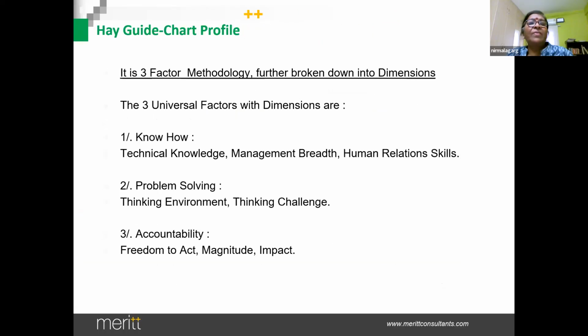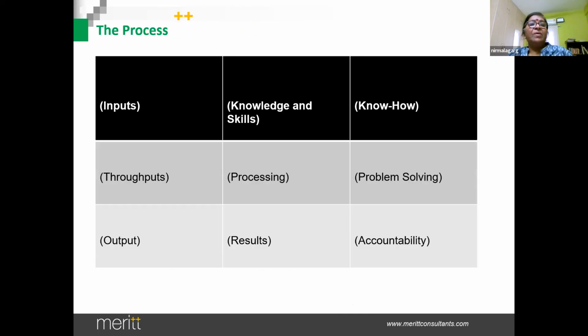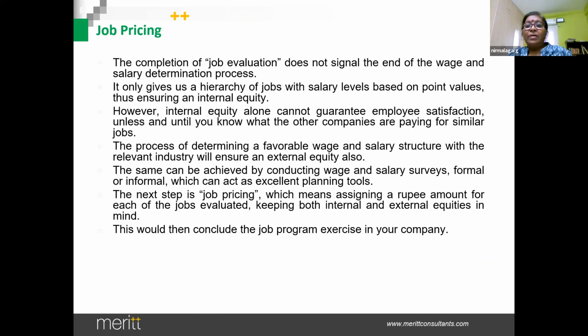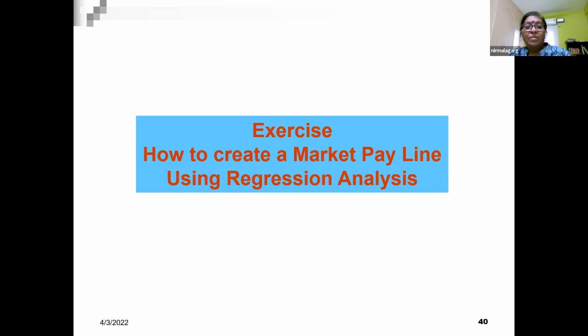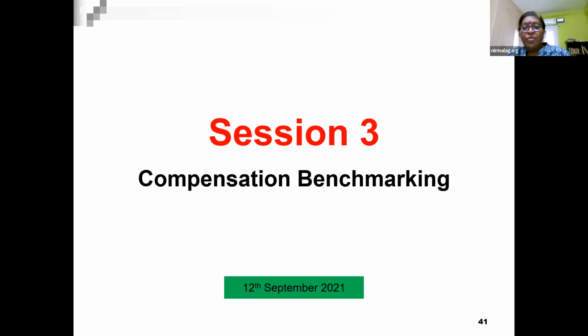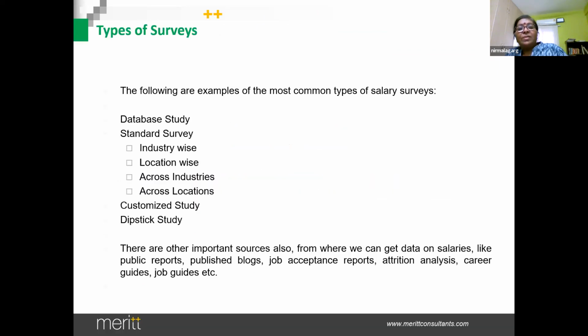So with this, we have completed establishing internal equity. Now we are going to look at external equity. Anybody who understands what is external equity and why do we do it? To have a fair compensation as per the industry.